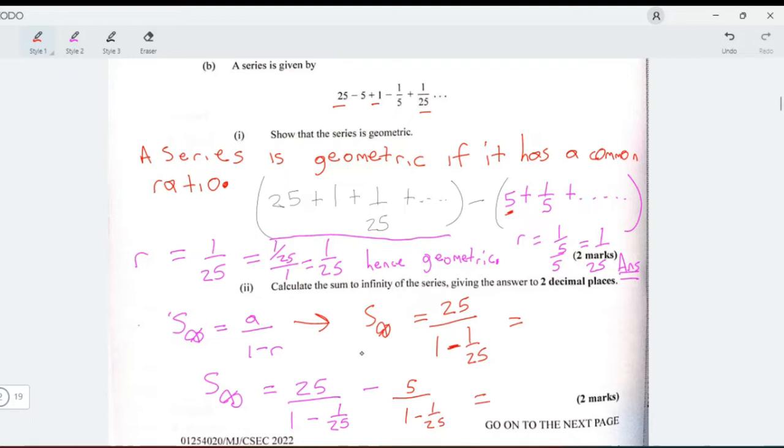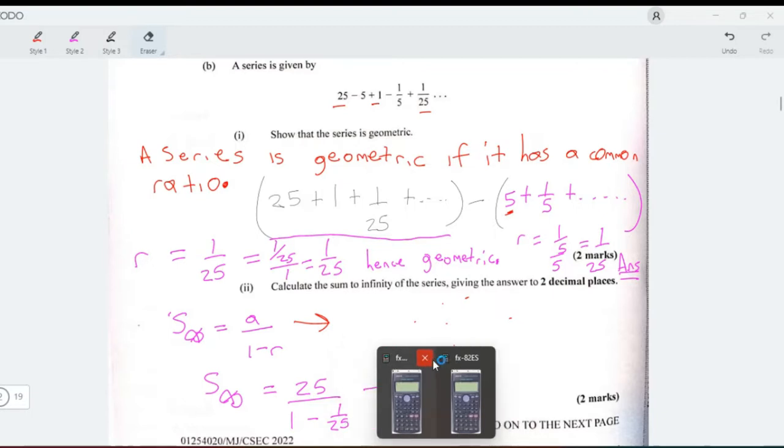Now we can just put all of this in our calculator. In the interest of time, you don't want to be wasting time. So we're just going to do it in one step and save ourselves some time. Yeah, so doing it in one step, I bring out the calculator.